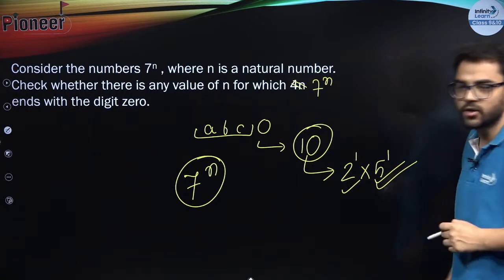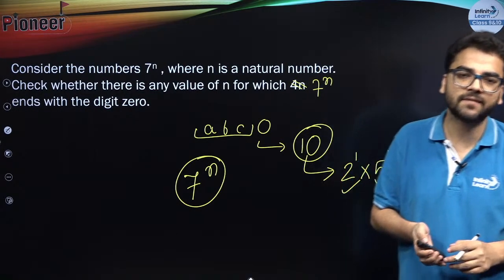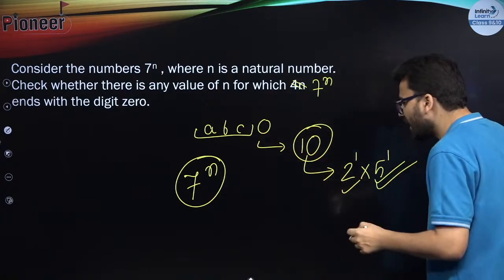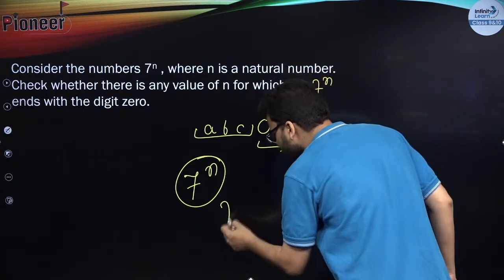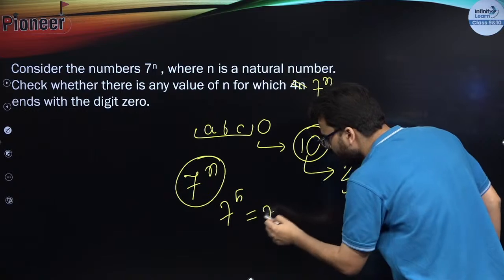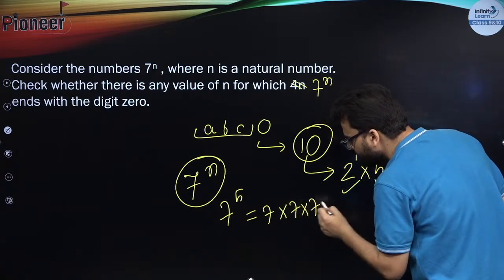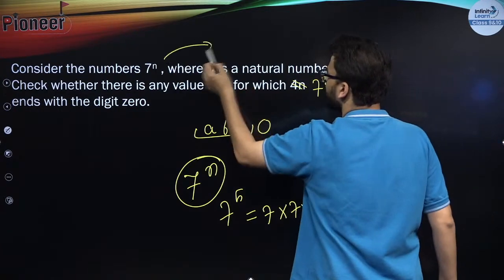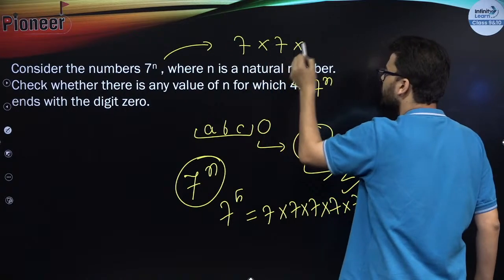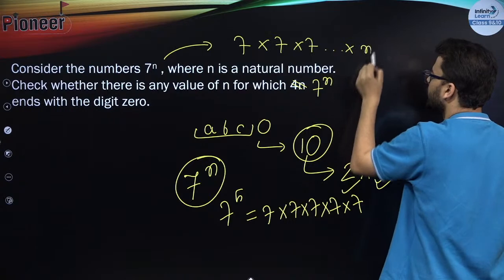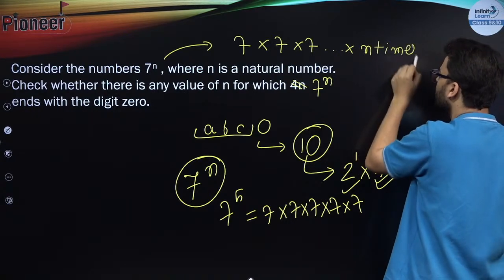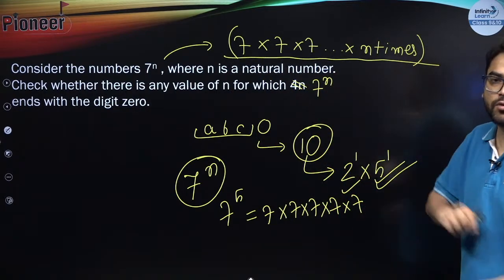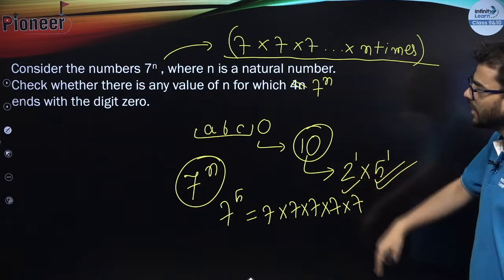You can never get 2 or 5, because of the uniqueness of the fundamental theorem of arithmetic. You can write it like 7 raised to the power 10, or take any natural number n. Suppose you are taking n over here. Every time it will be 7 multiplied by itself n times, 7 into 7 into 7, n times. So by the uniqueness of the fundamental theorem of arithmetic, 2 will never come and 5 will never come. So if 2 and 5 never come, this will never end with the digit 0.